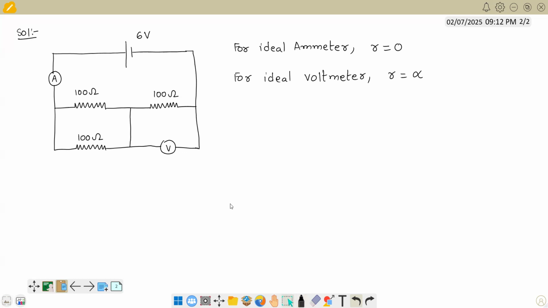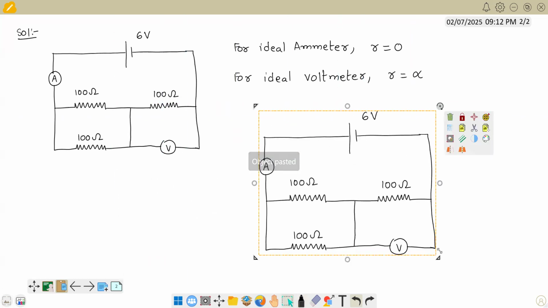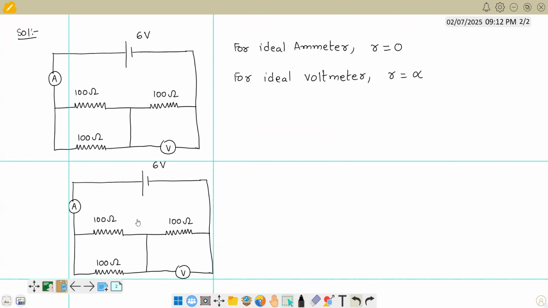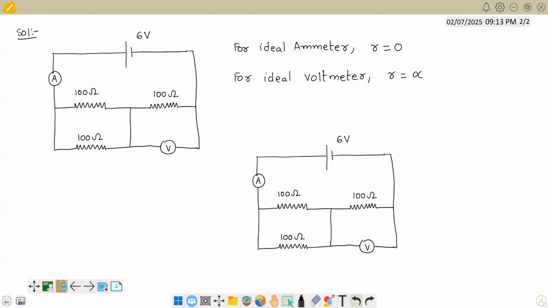That means how can I redraw this diagram? I can just remove this entire voltmeter part. So this entire voltmeter part I can remove in the circuit while solving the problem. Similarly, I can remove this ammeter and just draw a zero resistance in its place. Imagine a zero resistance in this place. I have removed this entirely. So this is how our effective circuit would become.